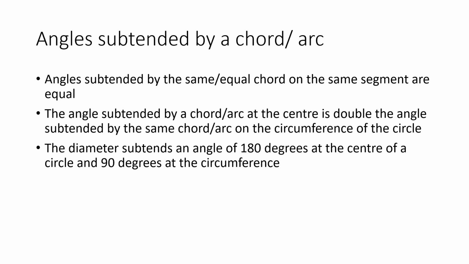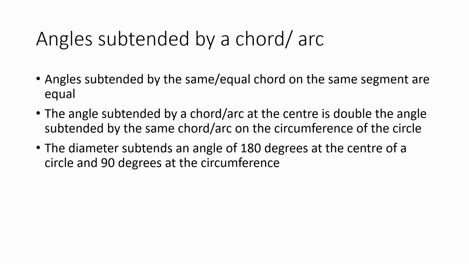Then the angle subtended by a chord or an arc at the center of a circle is double the angle subtended by the same chord on the circumference. So if the angle subtended by a chord on the circumference is x, then the one subtended at the center is 2x. I believe you are aware of that also. So if a chord subtends an angle of 50 degrees on the circumference, the same chord will subtend an angle of 100 degrees at the center.